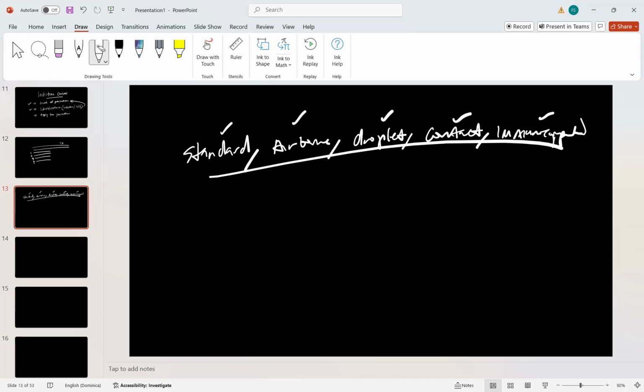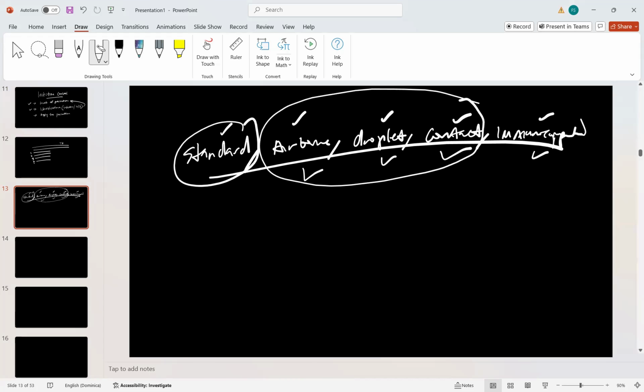NCLEX doesn't really focus on this. NCLEX is more on these three, right? And a little on this. So most of the time, this is where your question is coming from: the airborne, droplet, contact, and immunocompromised. NCLEX can give you an infection related to standard, but it's just like a distractor in most questions, because these are the infections that are most contagious, right? So NCLEX is more on those ones, because for standard precaution, you don't need to put them in a room.